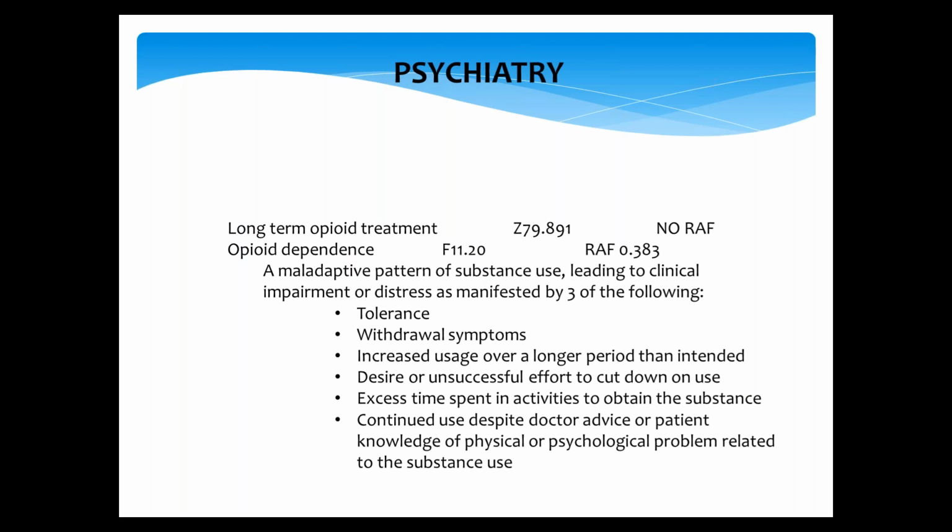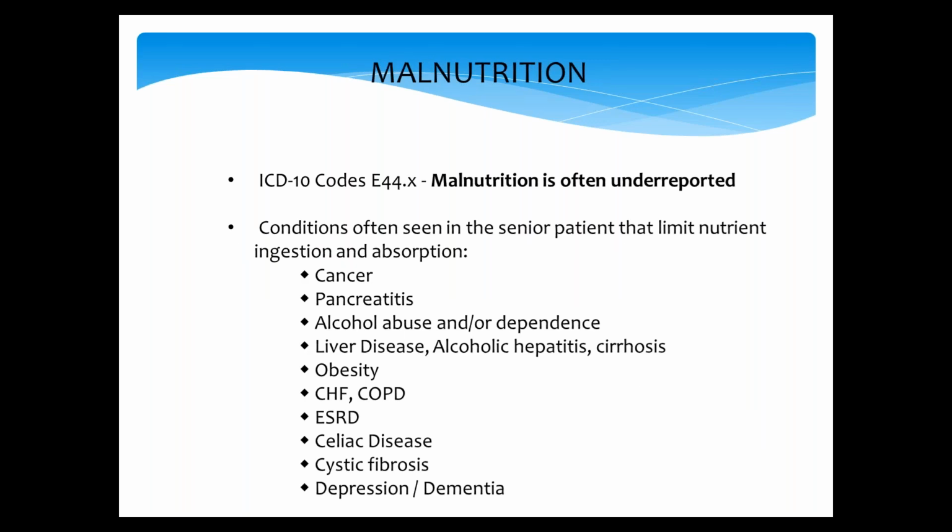So what do you have to satisfy to be dependent? Well, you have to show a maladaptive pattern of substance use leading to some clinical impairment or distress, and you have to have at least 3 of the following: tolerance, withdrawal, increased usage over a long period, desire or unsuccessful effort to cut down on use, excessive time spent in activities to obtain the substance, or continued use despite doctor advice that there are problems related to substance abuse. So with any of those three, you can document opioid dependence.